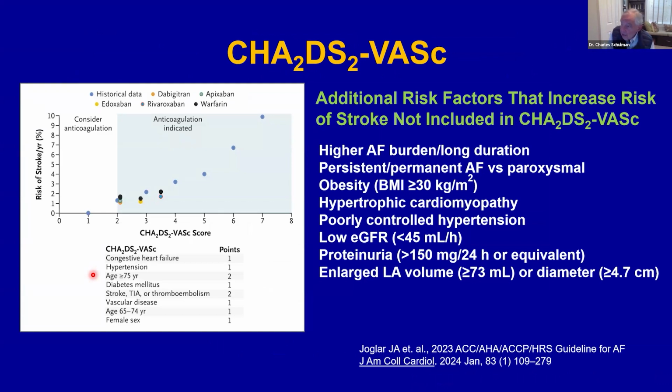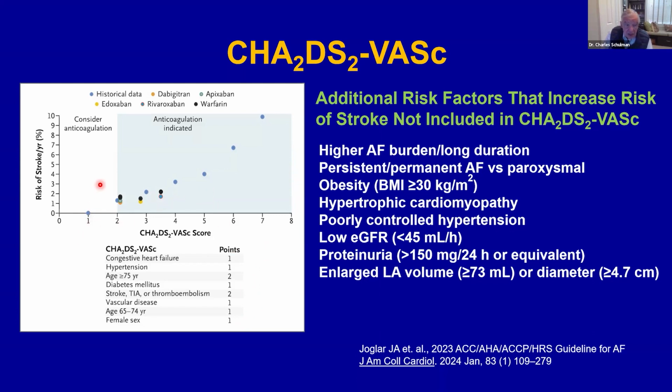So, one of the ways of determining whether and when to treat patients with atrial fibrillation in order to prevent thromboembolism is this score called the CHADS-VASc score. You get points for congestive heart failure, hypertension, your age, 1 point if you're between 65 and 74, 2 points if you're over 75, diabetes, stroke, TIA, or thromboembolism gets you 2 points, other vascular disease gets you a point, and women get 1 point.